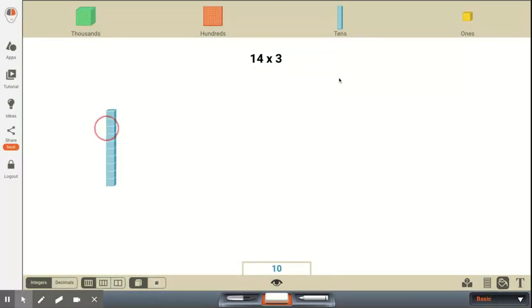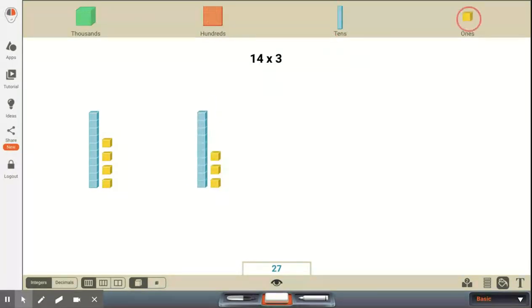So I've got it once, so 10, 11, 12, 13, 14. That's once. Here's twice, 11, 12, 13, 14. And here's thrice, which means 3 times. 11, 12, 13, 14.